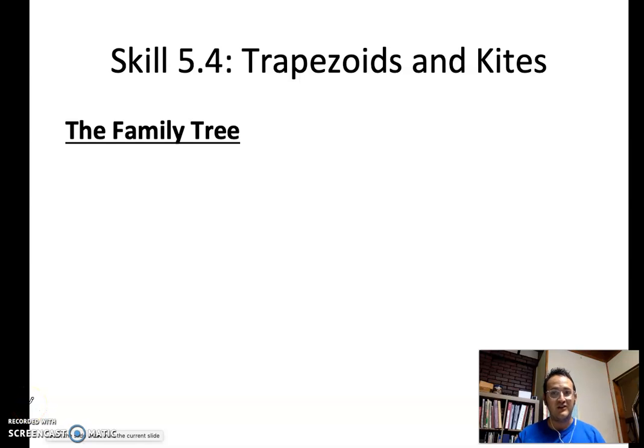Hello, geometry scholars. Today we are going to discuss trapezoids and kites. And just to give you an idea of a roadmap here, the first shape that we studied in this unit were just the plain old four-sided quadrilaterals. And last time, Miss Adkin presented on the parallelograms, which have two parallel sides.